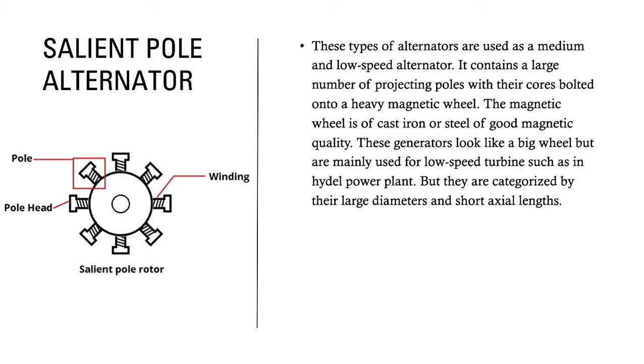And look at this, these are the poles, and this is a field winding for each pole. This is the pole head, and this is connected to a metallic sheet, an iron or steel sheet. This is the outermost body, that is the yoke of the alternator. So this is a setup of a salient pole alternator in simple words. They are mainly used for low speed only.